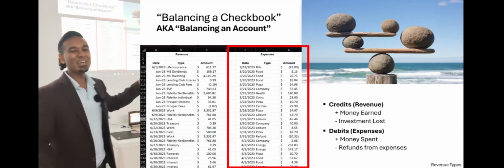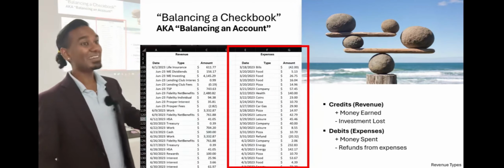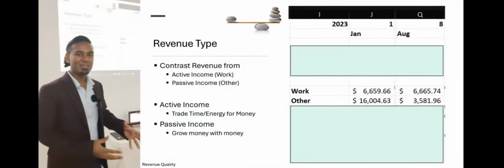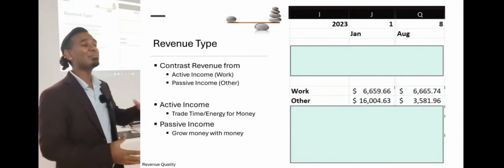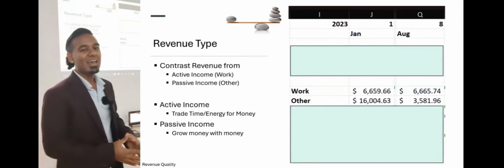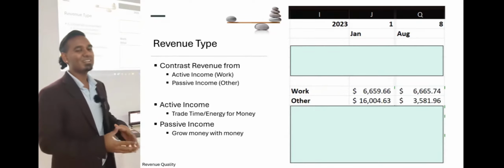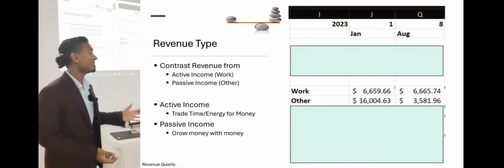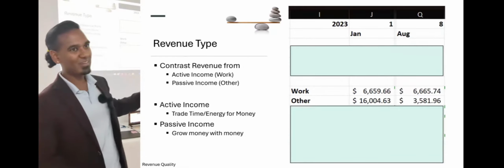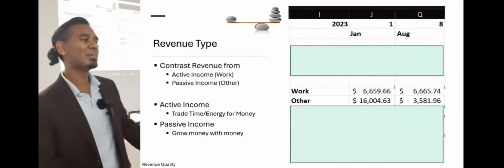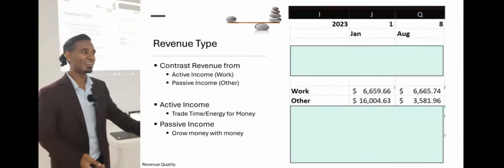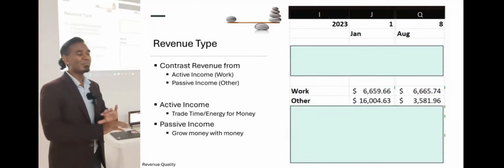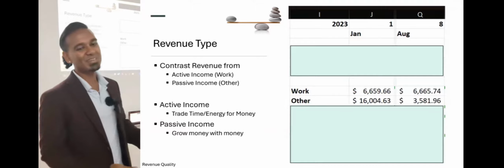We understand what expenses are and what revenue is, as I've described it, right? What I want to expand on in the revenue aspect is the types of revenue you can have. I want to specifically contrast active income from passive income. You can think of active income, how I tracked it, in terms of work: I'm going to a job, I'm trading my time for money. If I don't work, I don't get money, right? Passive income is the opposite. No matter whether you're working or not working, you have money coming in.